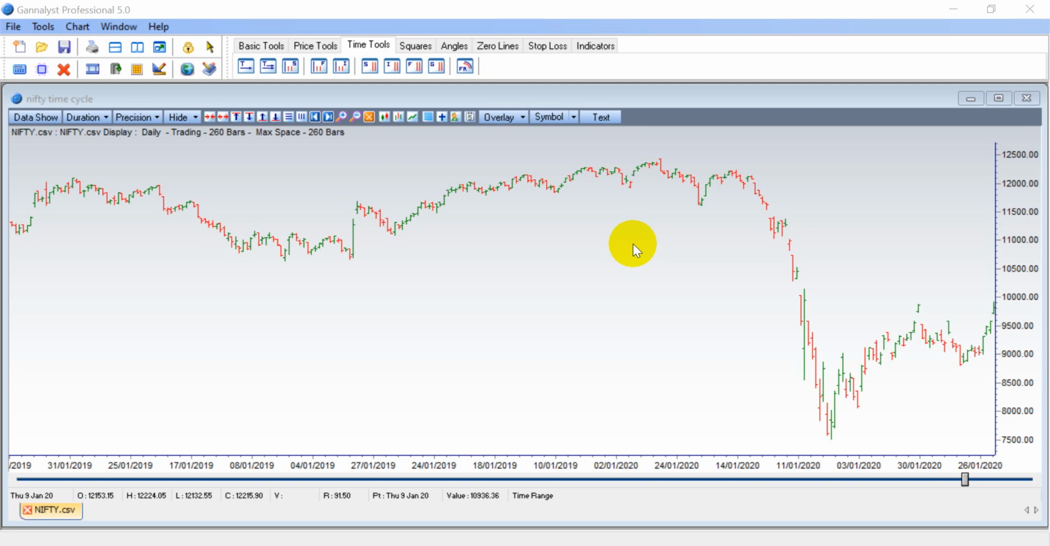Now, in the previous video, when I discussed the weekly time cycle, many people asked me, can it be applied on a daily or an hourly chart? So, certain cycles can be applied on certain time frames only. This particular cycle which I'm discussing can be applied on a daily and even an hourly chart, but the best results you will get on a daily chart.